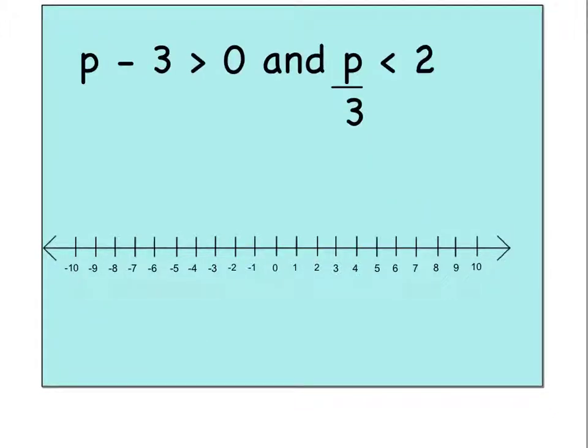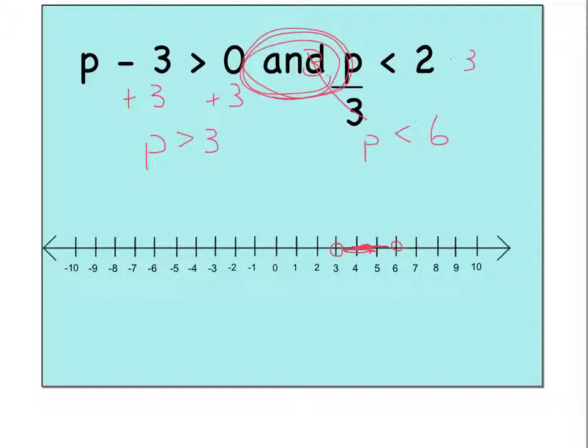Here we've got p minus 3 is greater than 0, so plus 3 on both sides. P is going to be greater than 3. And multiply both sides by 3. P has to be less than 6. So it's just this tiny little area in between that's going to be put on the graph because it has to fulfill both. And means it has to fulfill both.